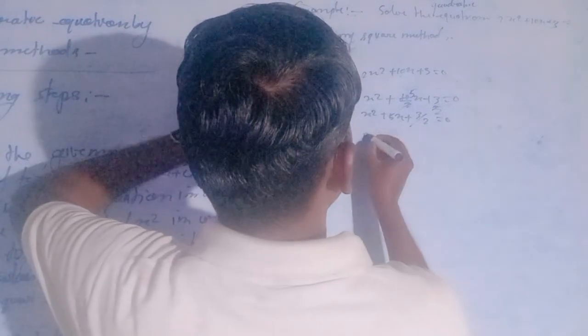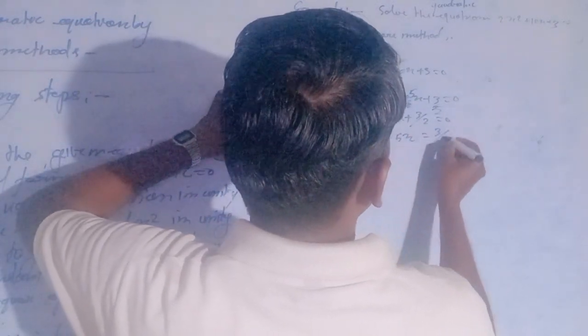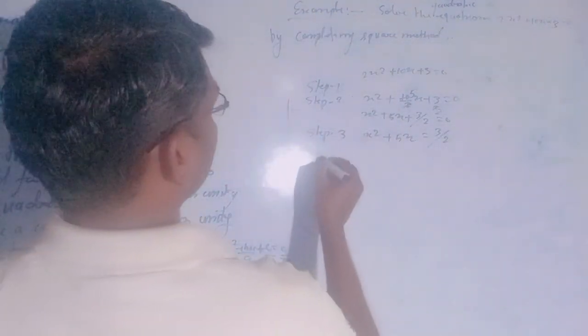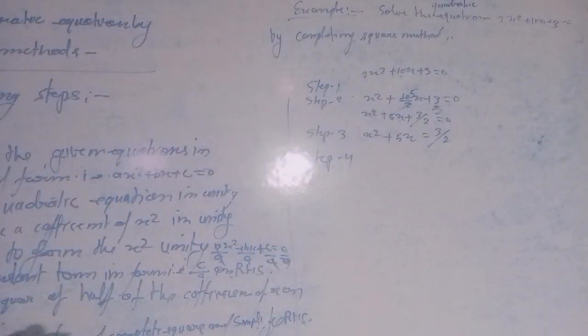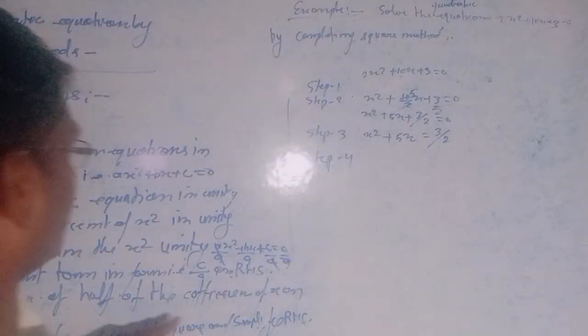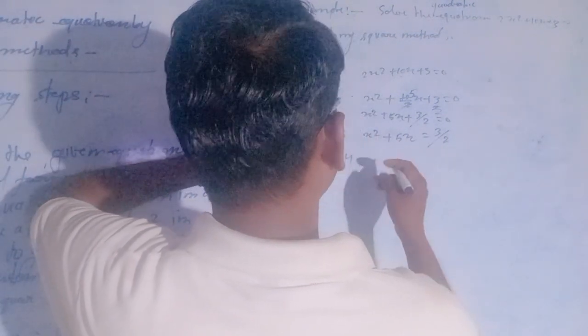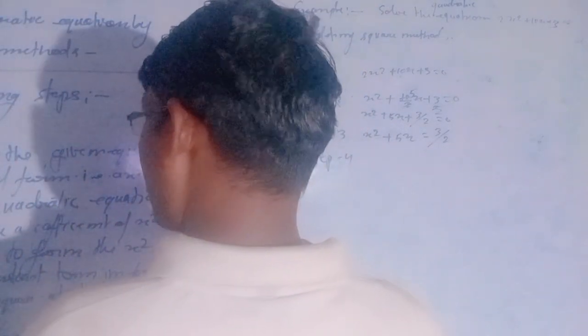So the constant term is shifted here: x square plus 5x is equal to 3 by 2. Now follow the steps. Step 4. What will we do? Add the square of half of the coefficient of x. The coefficient of x is 5. Add the square of half of the coefficient of x on both sides of the equation.